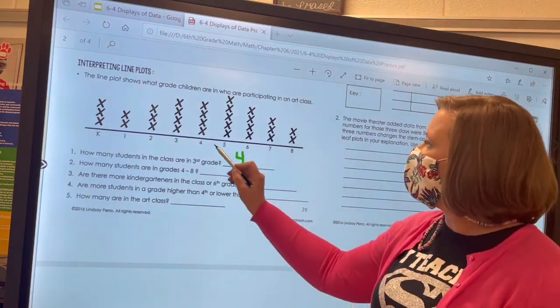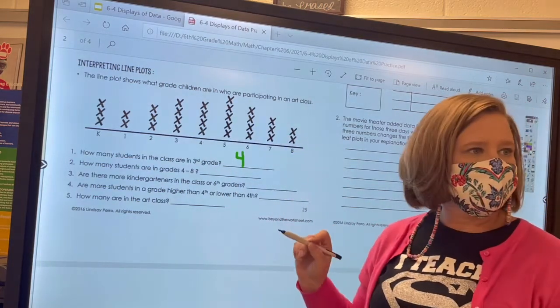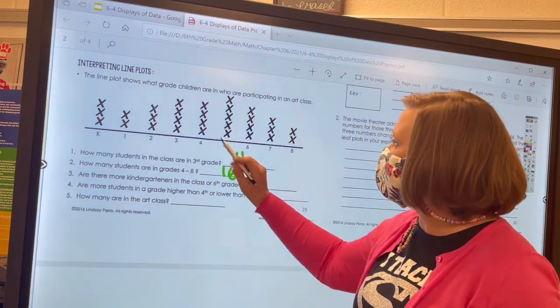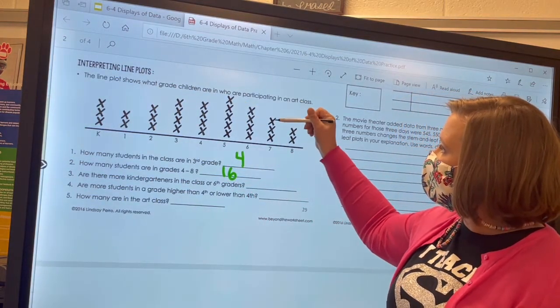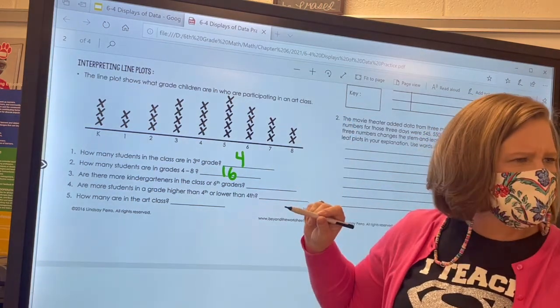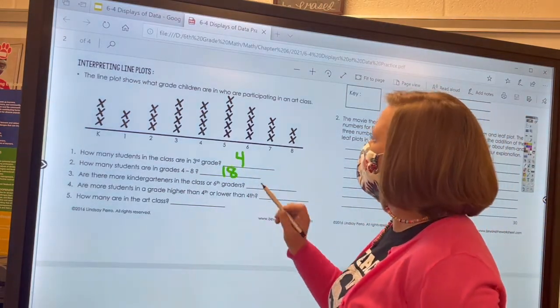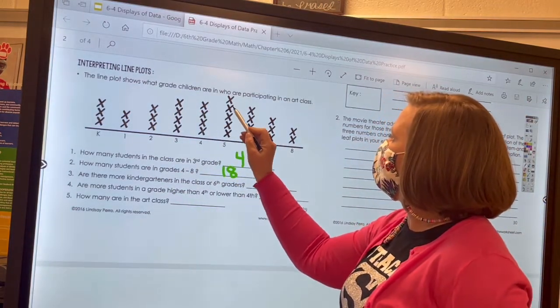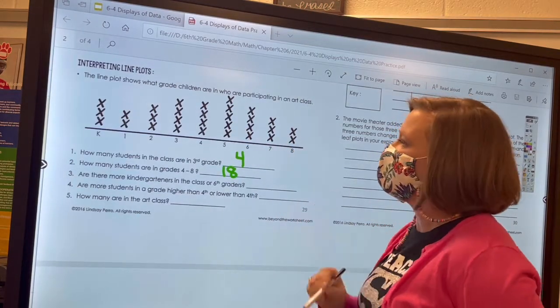How many students are in grades 4 through 8? How many? 16. You have to count the X's. 1, 2, 3, 4, 7, 8, 9, 10, 11, 12, 13, 14, 15, 16, 17, 18. How many did you say? Oh, I didn't count 8. You didn't count 8th grade. 1, 2, 3, 4, 5, 6, 7, 8, 9, 10, 11, 12, 13, 14, 15, 16, 17, 18.